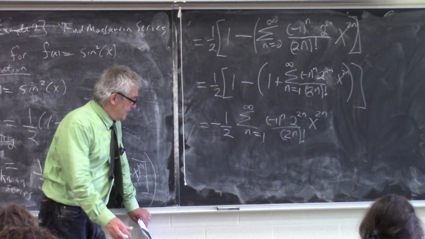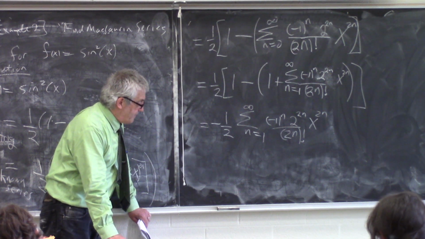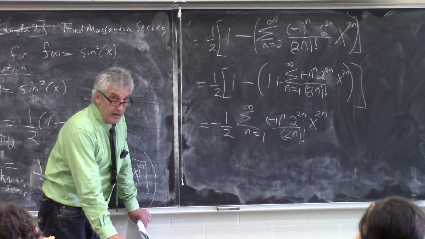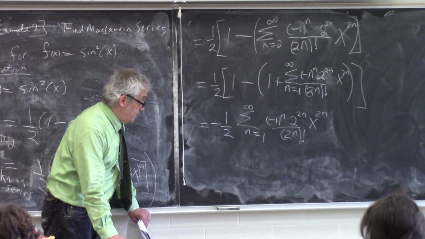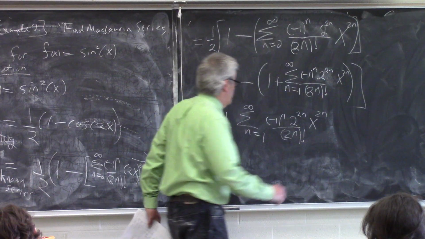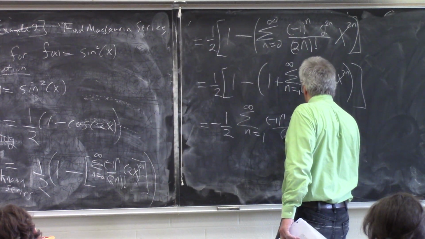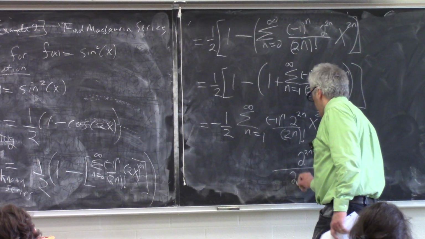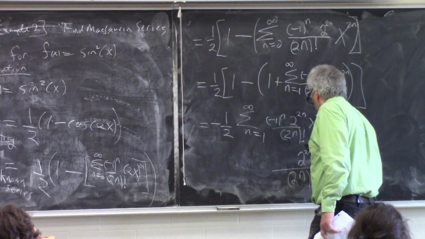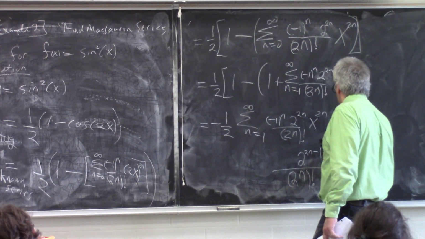Now let's bring in the 1/2. So I have 2^(2n) on top. I have 2^1 on bottom. So that's going to kill one of those powers of 2. So I'm going to have 2^(2n-1). The (2n) factorial on bottom is not going to be changed. The x^(2n) is not going to change.